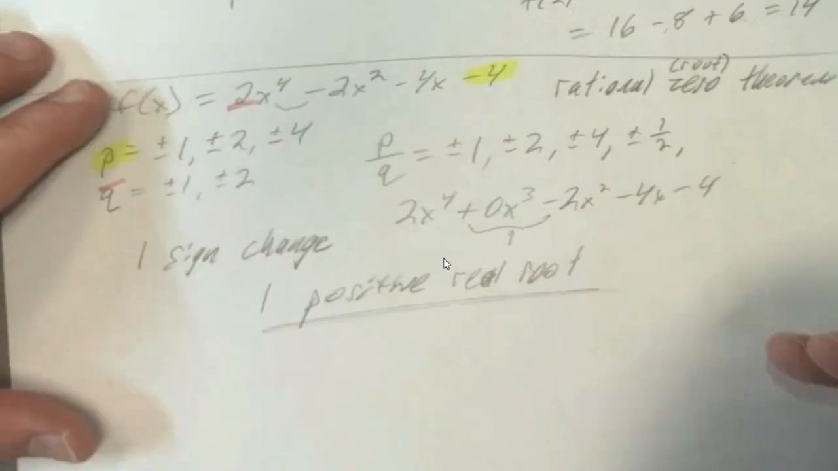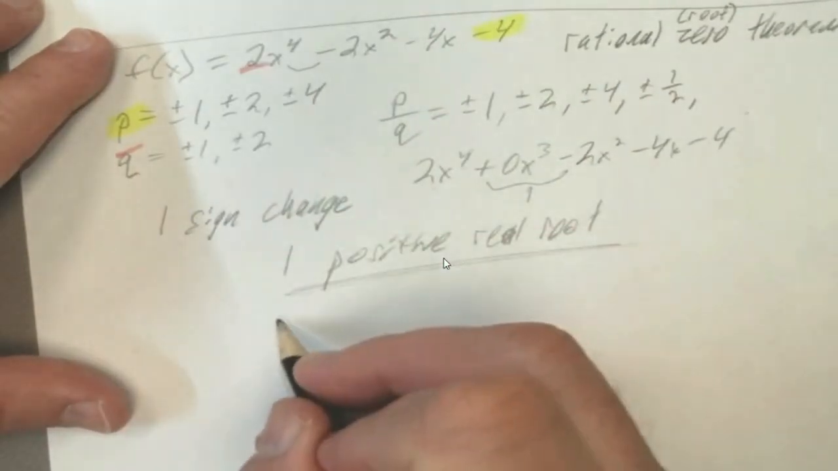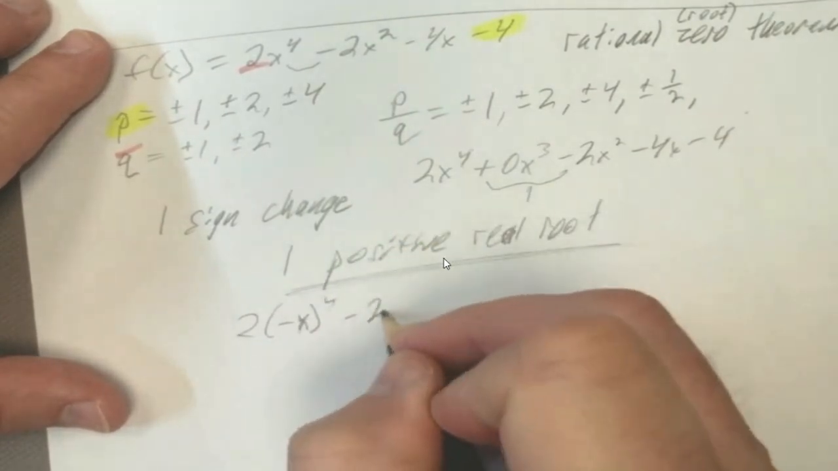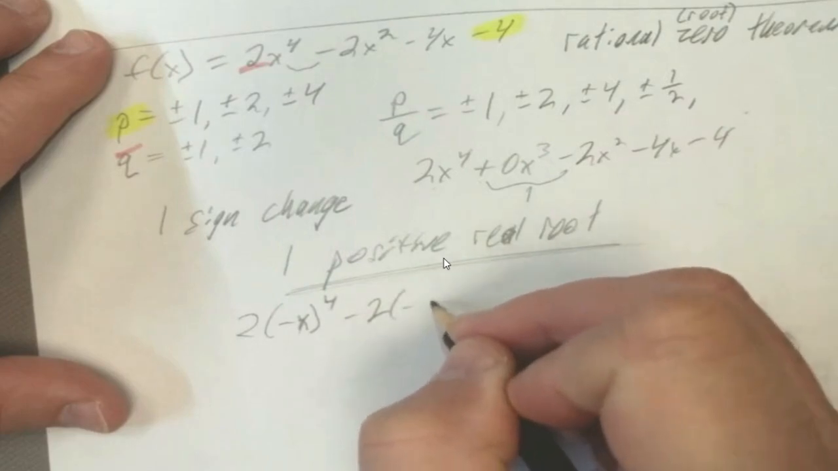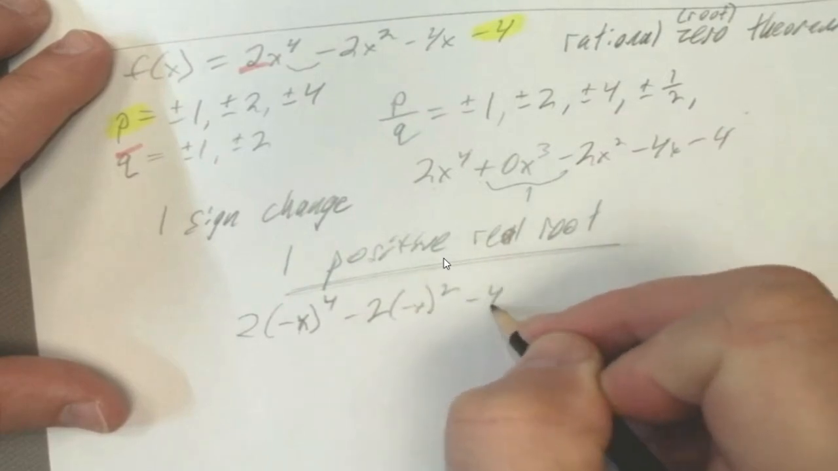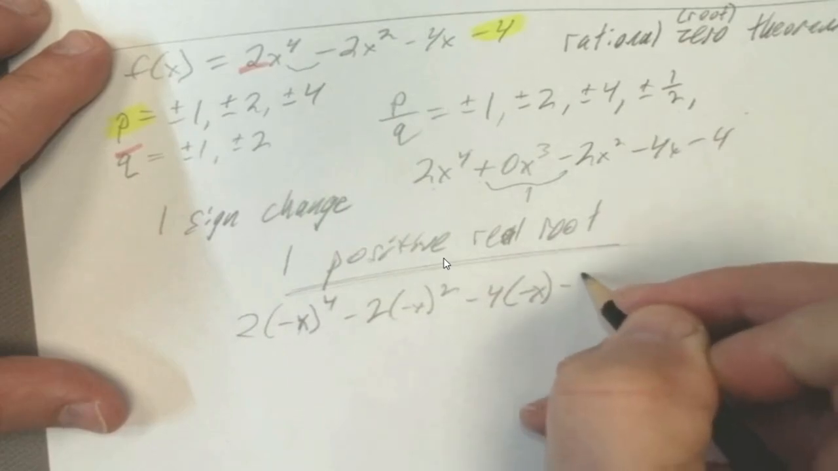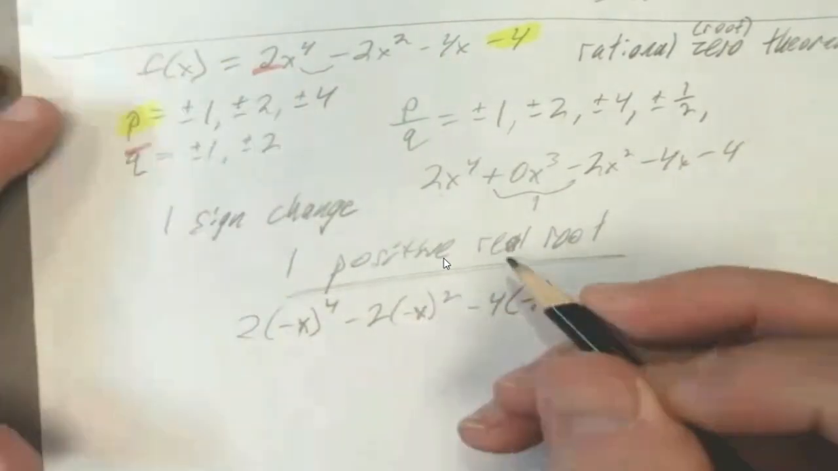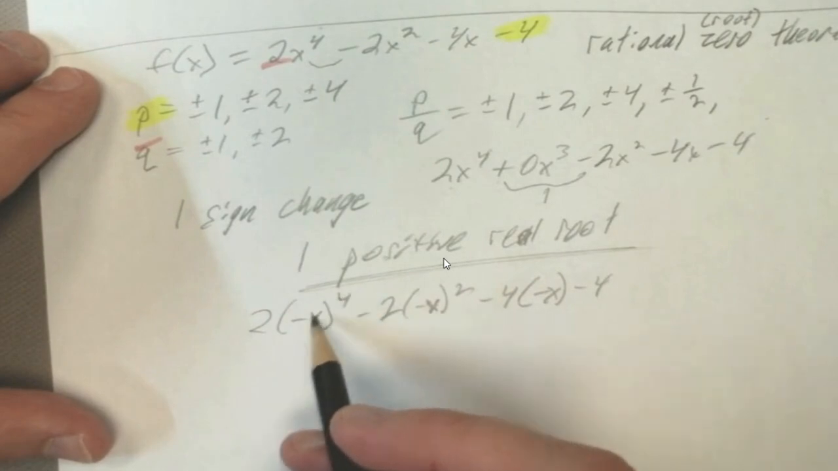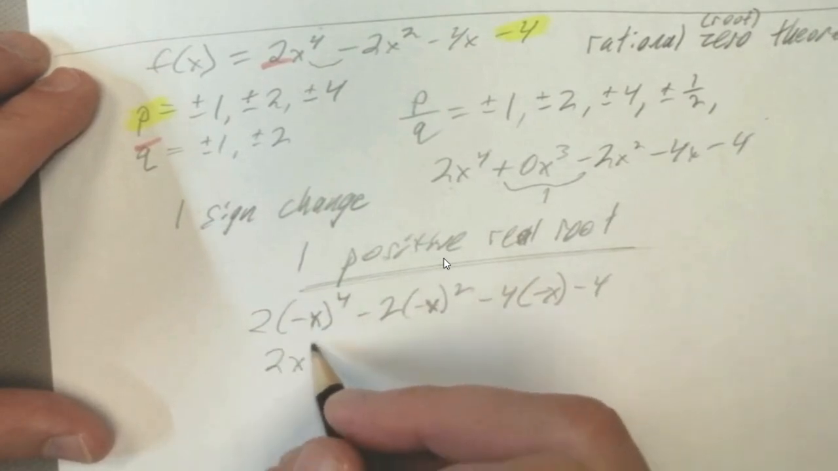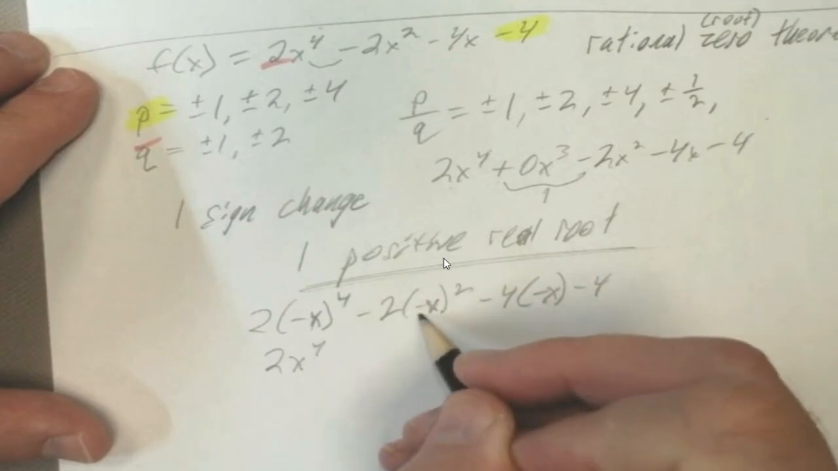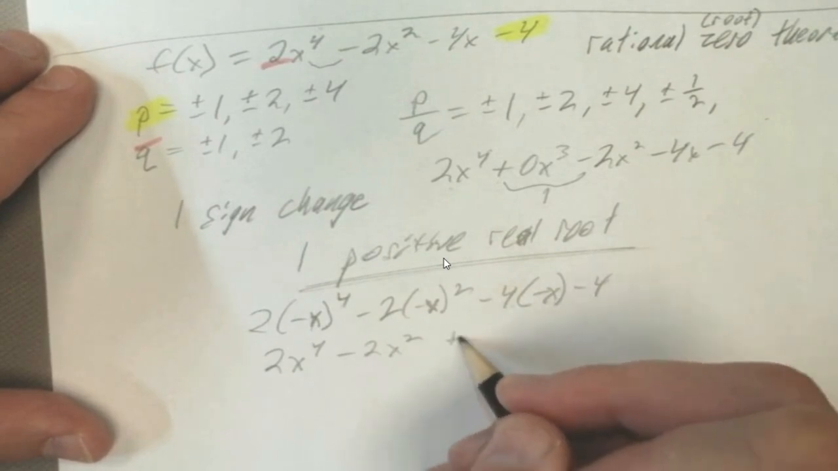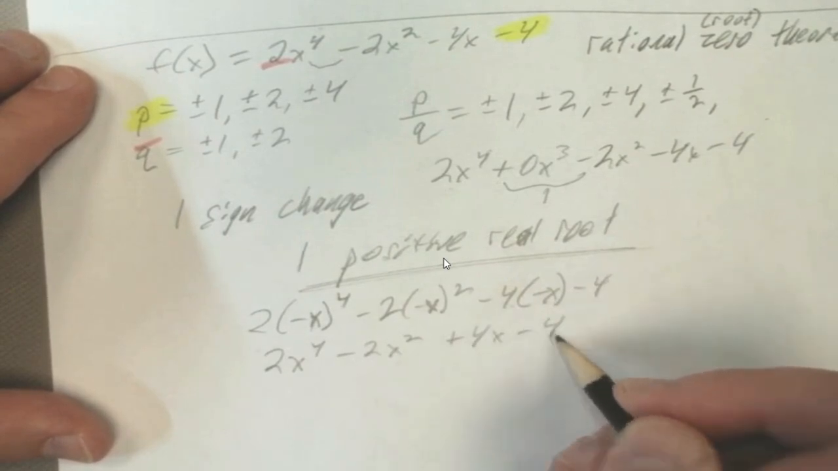And then for the negative real roots, you substitute into here: 2 negative x to the fourth minus 2 negative x squared minus 4 times negative x minus 4. You take the original equation, and everywhere there's an x, substitute a negative x, and then simplify. Negative x to the fourth is still just a positive x to the fourth, because you've got 4 negative x's. Negative x squared is a positive, so this stays negative x squared. Negative 4 times negative x becomes a positive 4x, and this becomes a negative 4.